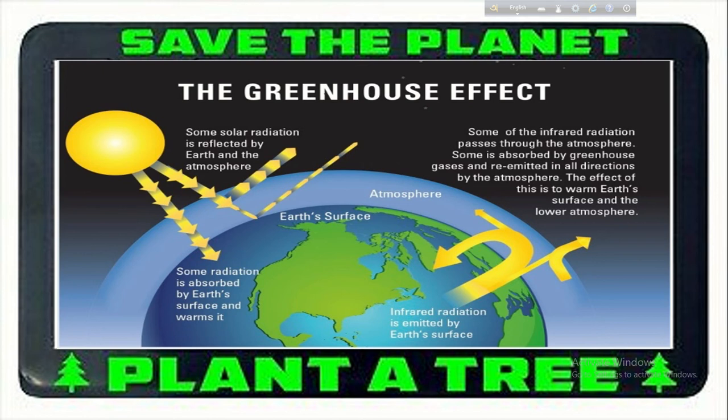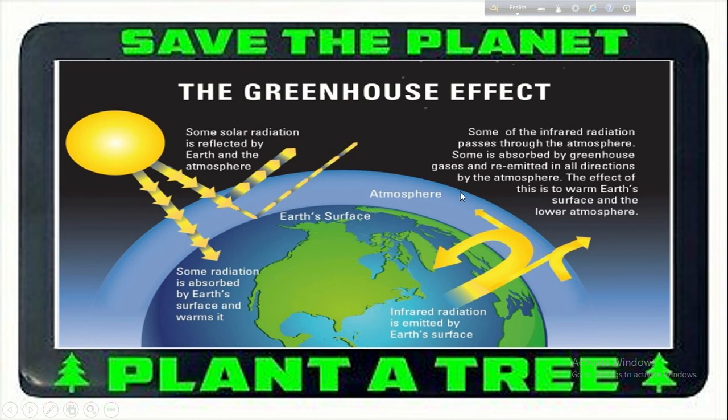So, some solar radiation is reflected by earth and the atmosphere, and some radiation is absorbed by the earth surface and warms it. Follow here, this is the earth surface, and it is surrounded by the four layers of the atmosphere, and here the infrared radiation is emitted by the earth surface, also due to different types of activities by human beings, and some of the infrared radiation passes through the atmosphere.